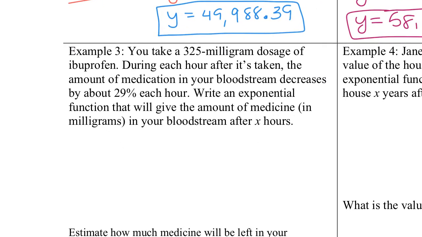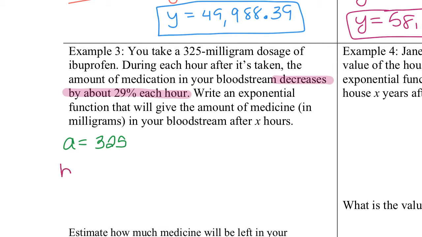Example 3. You take a 325 milligram dose of ibuprofen. During each hour after it's taken, the amount of medication in your bloodstream decreases by about 29% each hour. Write an exponential function that will give the amount of medicine in milligrams in your bloodstream after X hours. So the initial, A, that's the 325 milligram dosage that you took.